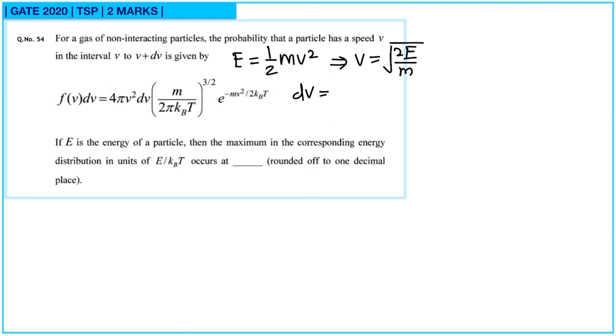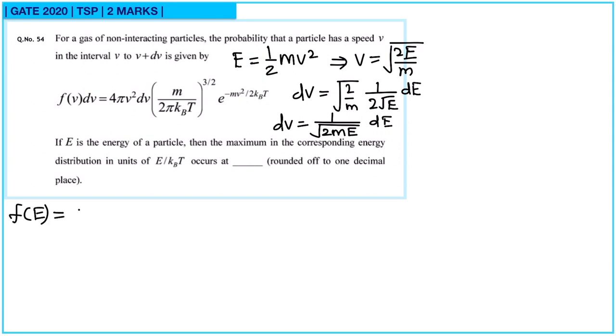And from here, dV is equal to root of 2 by m into the derivative of root of E. So that is 1 upon 2 root E into dE. So dV is equal to 1 upon root of 2mE into dE. So this function will now be f of E dE.